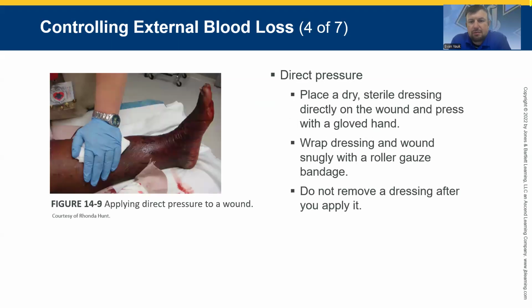So direct pressure: we place a dry sterile dressing directly on the wound and press with a gloved hand, wrap the dressing and wound snugly around with a roller gauze bandage or an ACE bandage. Do not remove the dressing after you apply it.